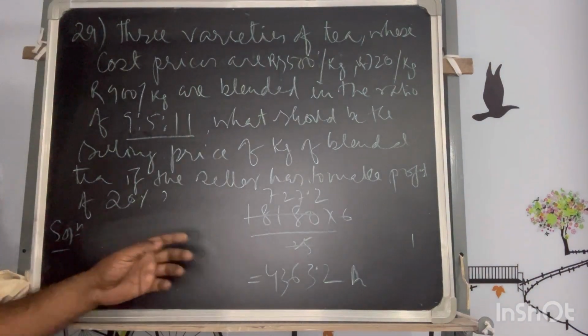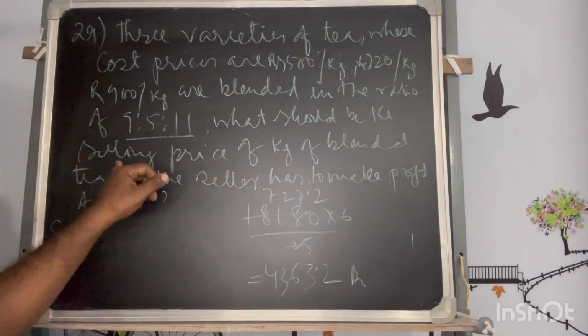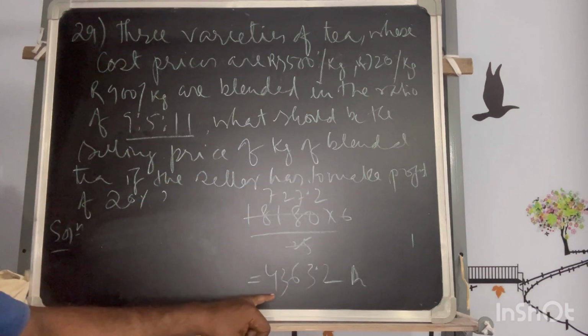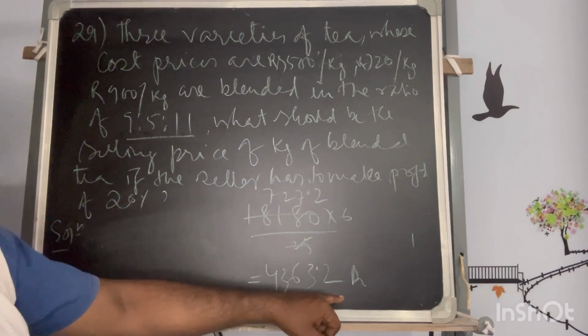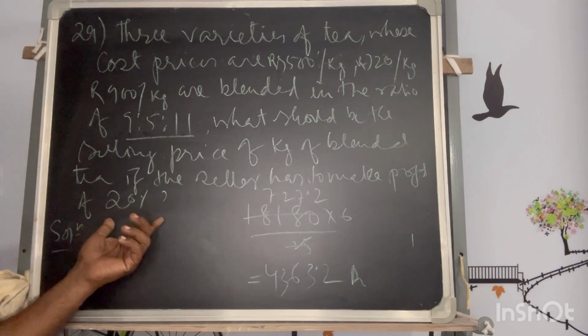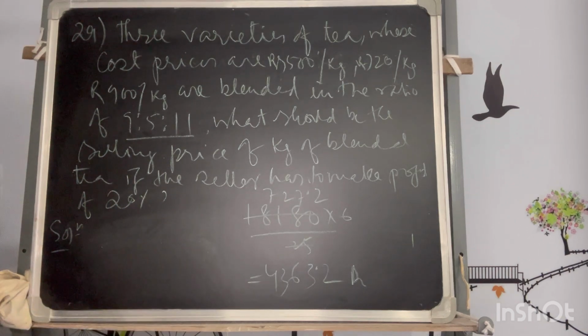This much after profit is your selling price. So what should be the selling price of each kg of the blended tea? This would be the answer. Per kg you have to sell at this to get 20% profit. Okay.